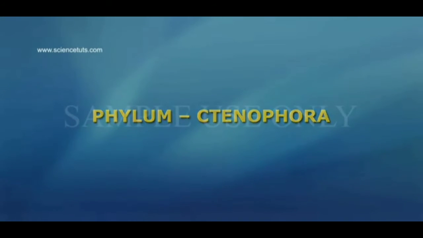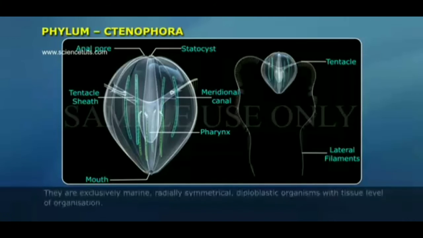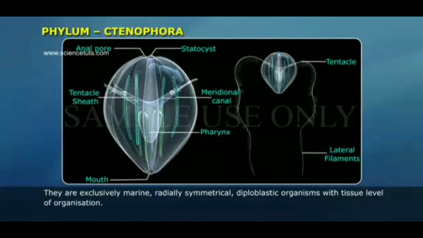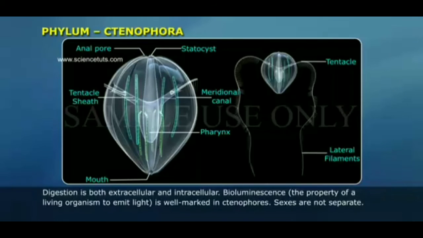Ctenophora. Ctenophores are commonly known as sea walnuts or comb jellies. They are exclusively marine, radially symmetrical, diploblastic organisms with tissue level of organization. The body bears 8 external rows of ciliated comb plates which help in locomotion. Digestion is both extracellular and intracellular.